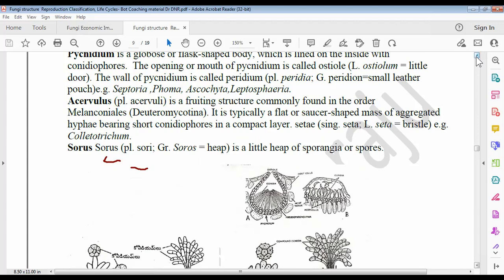You know the acervulus, a saucer-like fruiting body. Acervulus is a common type of fruiting body in Deuteromycotina. You might have studied Colletotrichum, Cercospora, saucer-like fruiting bodies. Saucer or bowl-like fruiting bodies are called acervulus. These are there in Colletotrichum. You know Colletotrichum falcatum, which causes red rot of sugarcane.